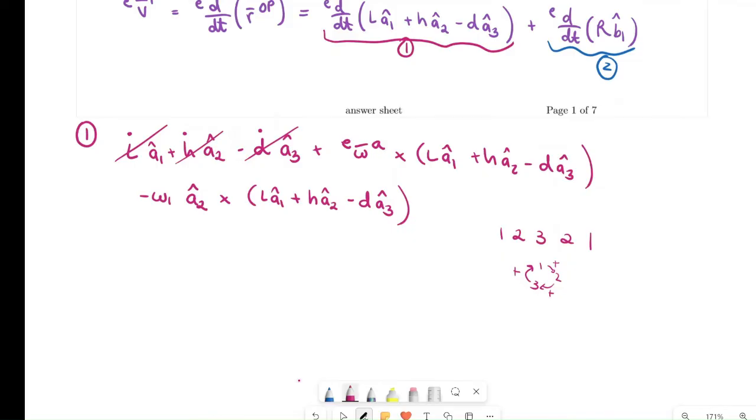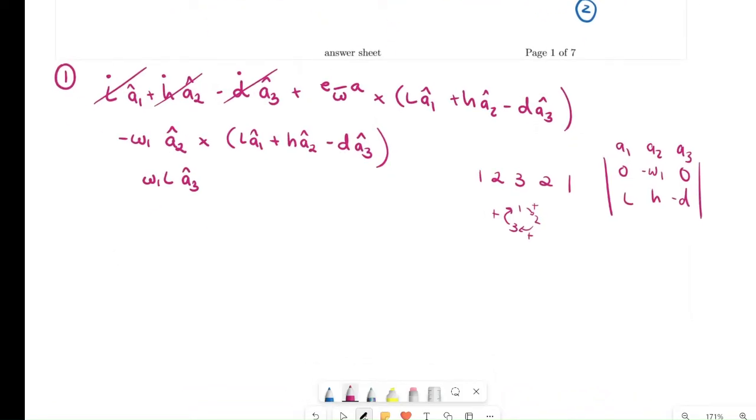Okay, point is you figure out the signs, and you should be getting omega 1 L A3 hat. So this would be, okay, I'm sorry, I have to do the determinant: 0, negative omega 1, 0, L, H, negative D, A1, A2, A3. I think I explained this in another video at some point.